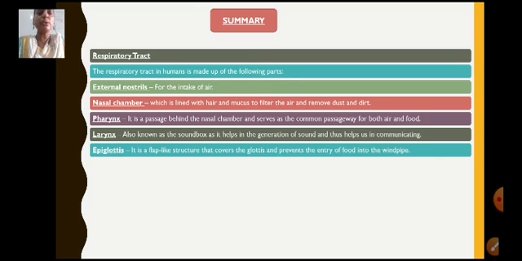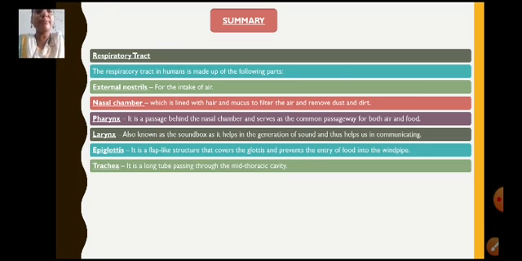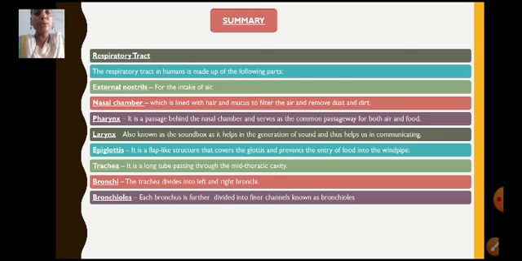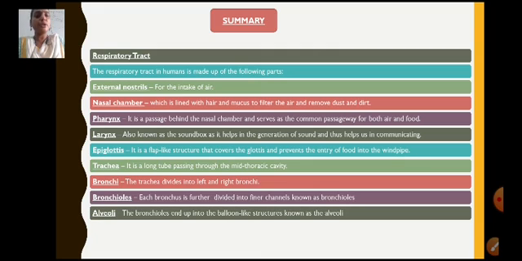And then we have the epiglottis, a flap-like structure which covers the glottis and prevents the entry of food into the windpipe. The trachea is a long tube passing through the mid-thoracic cavity. The trachea divides into left and right bronchi. Each bronchus is further divided into finer channels known as bronchioles. And finally we have the alveoli, which collect the air, and these are balloon-like structures present at the end of the bronchioles.